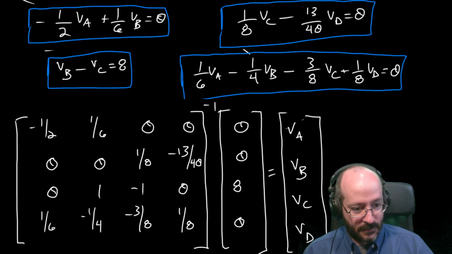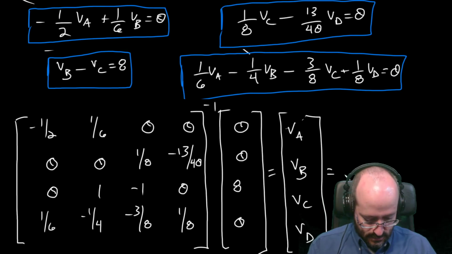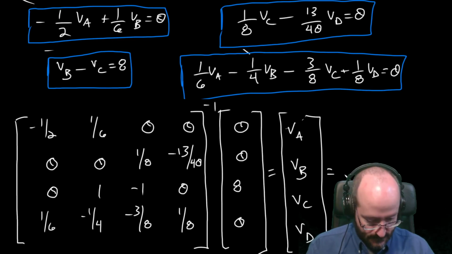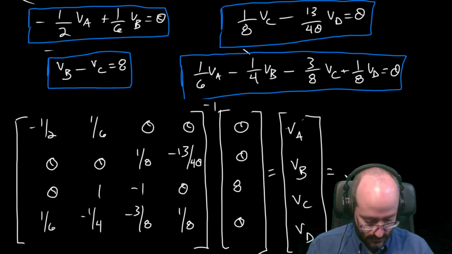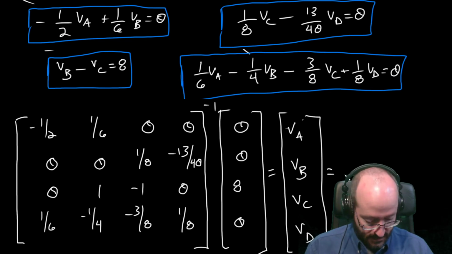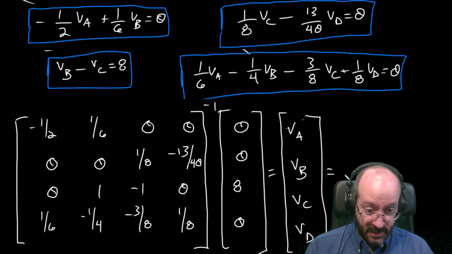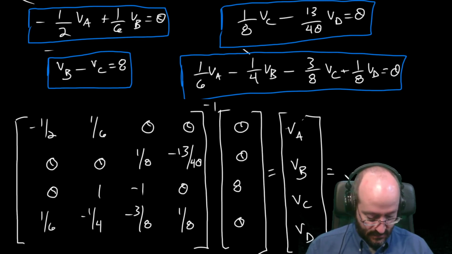Okay, grab your calculators, folks, and hold on tight. Here we go. Whoops, that was loud. Okay, it's a 4x4, negative 1/2, 1/6, 0, 0, 0, 0, 0, 1/8, negative 13 divided by 40. Sure, 0. 0, 1, negative 1, 0, 8. Who loves watching me use the calculator? Negative 1/4, negative 3 divided by 8, and 1/8, 0.